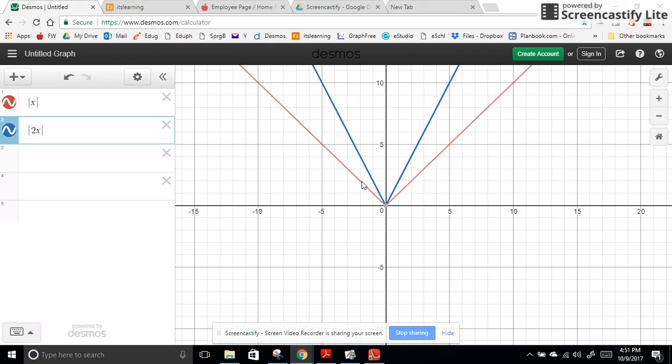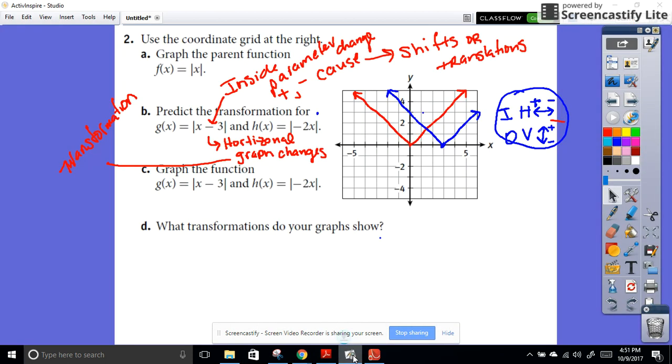Okay, so the y value right here is 2, and the 2x causes me to take half of the x value to get the same y value. So we've pressed it in, okay? That's what a compression is. I know it's confusing, but just keep practicing and it starts making more sense.